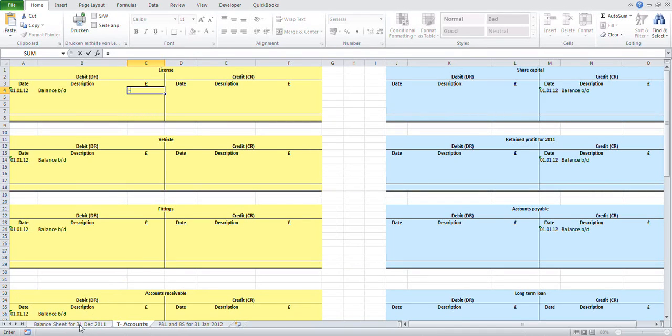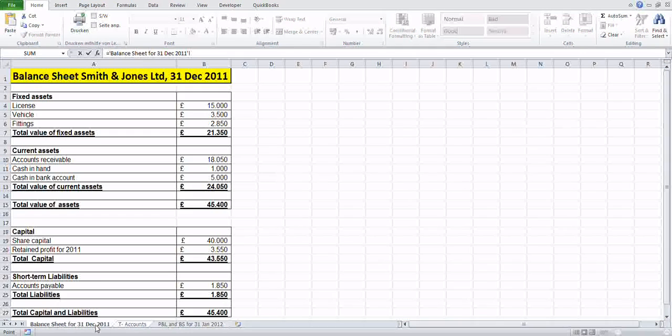Don't press anything else yet. Don't enter anything else yet. Just directly go to the previous sheet, balance sheet for 31st of December 2011. Select. Now you see that Excel provides you with a reference to that sheet. Now we have to tell Excel which cell on that sheet it should take the value from.